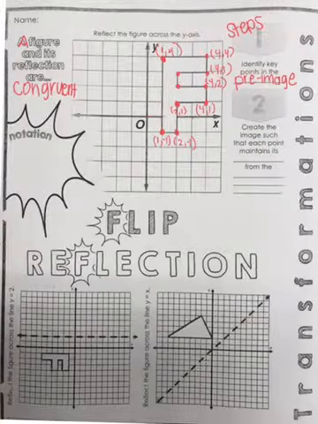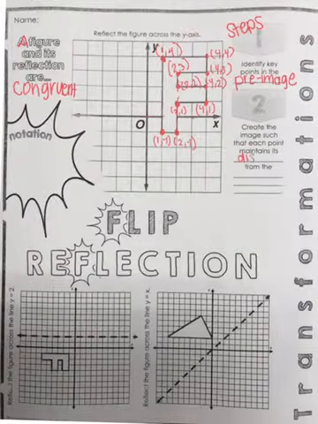What about these two? How many over is this line right here? 2, comma, that one's going to go up 1, 2, 3. So then this one is going to be 2, 2. That's a lot of points that we are going to flip, right? So here's what we need to do. We need to create the image so that each point maintains its distance from the line of reflection.